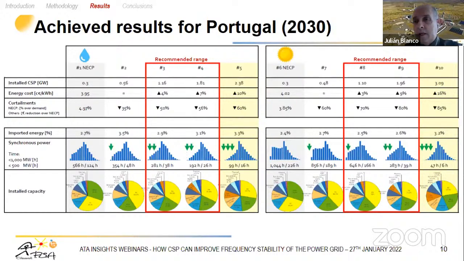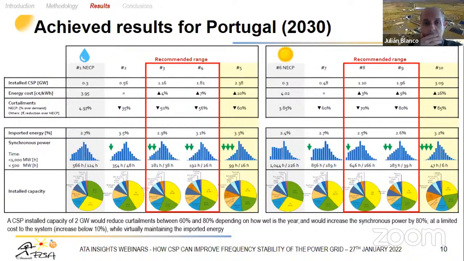In the case of the sunny year, the reductions are quite similar. We have just a very minor cost increase with an even higher reduction in the curtailments. So if the installed capacity were 2 GW, this would reduce the curtailments by up to 80%. This could also provide an increase of the synchronous power, and practically does not affect the amount of imported energy that the country will need.